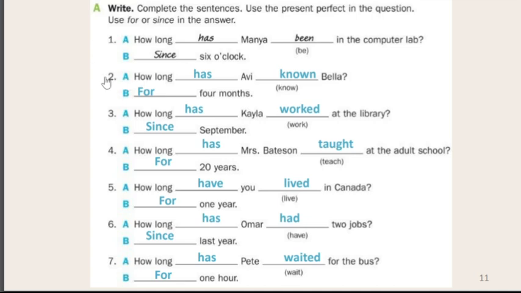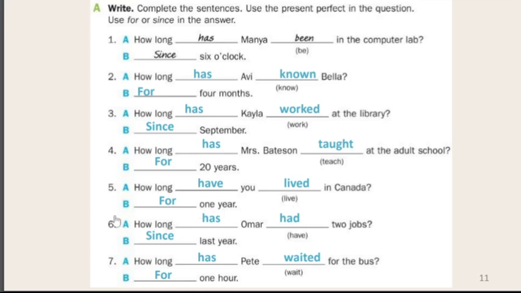Number 2, how long has Avi known Bella? For 4 months. Number 3, A. How long has Kayla worked at the library? B. Since September. Number 4, A. How long has Mrs. Bateson taught at the adult school? B. For 20 years.